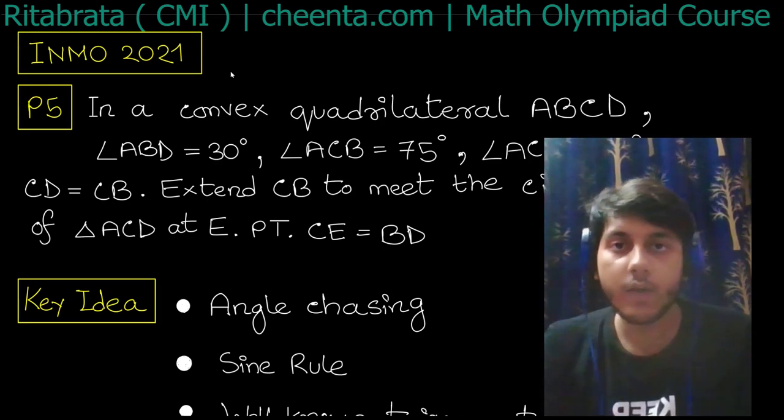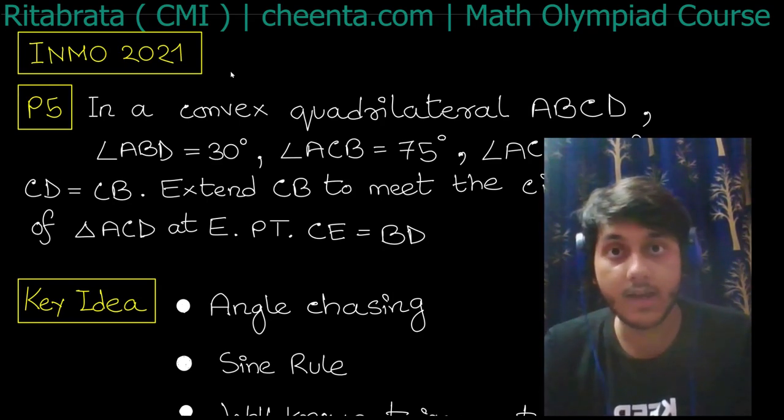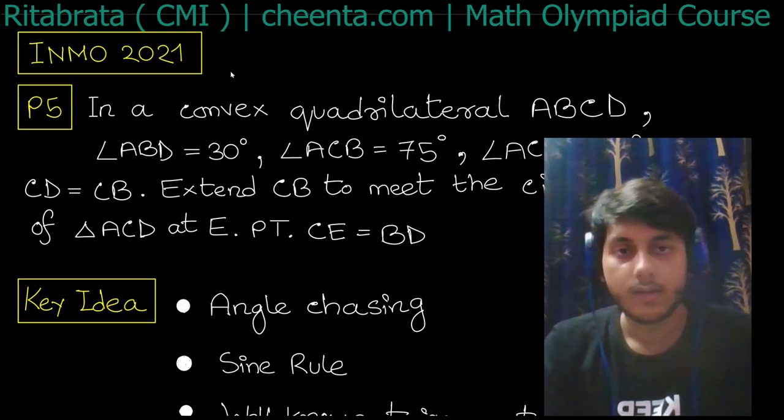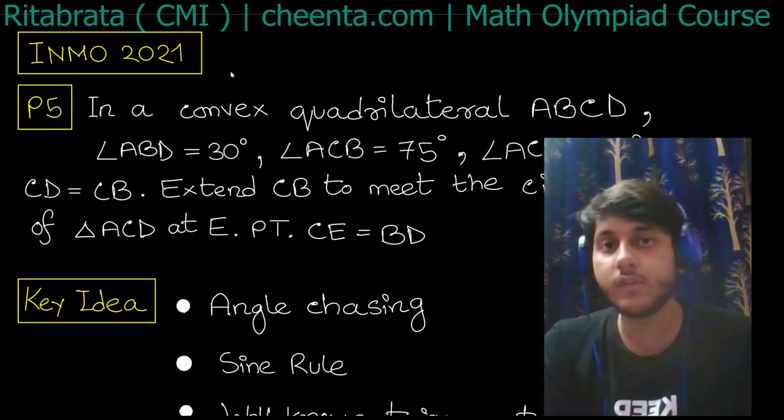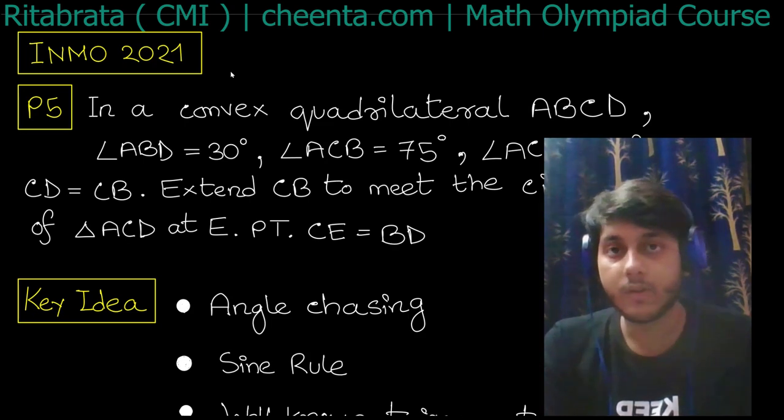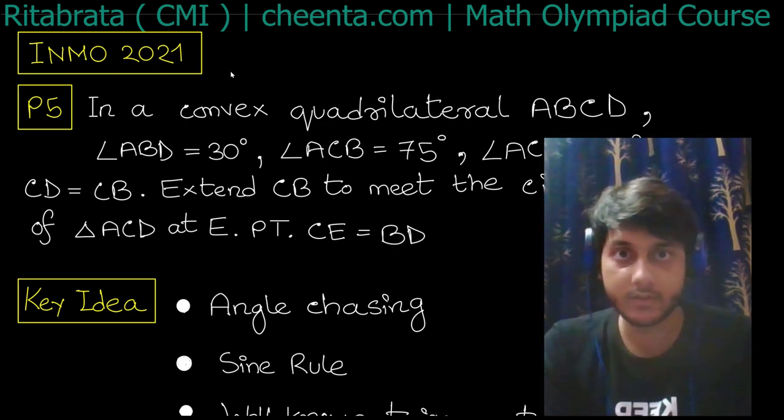Hello, today I want to discuss a geometry problem that appeared in INMO 2021. We will solve it using well-known trigonometrical identities, some angle chasing, and the sine rule. See, there are a lot of hard Olympiad geometry problems that can be easily solved using these trigonometrical tools. These are really important. So this will give you a general idea of how to solve geometry problems using these trigonometrical tools.